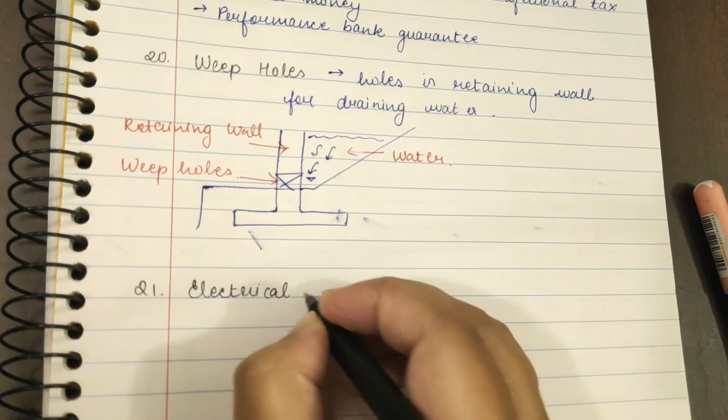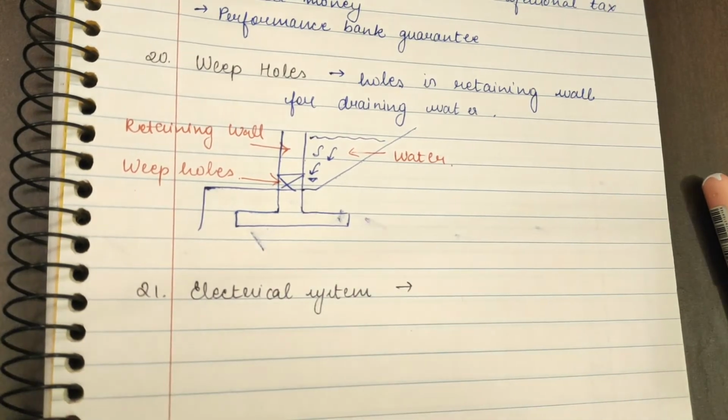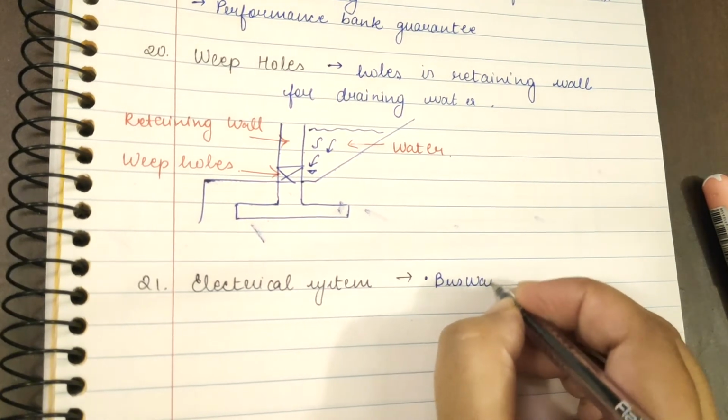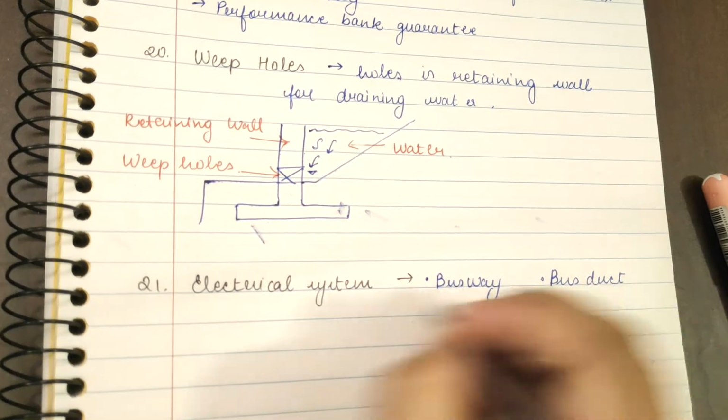So electrical system has busway, bus duct, and raceway.